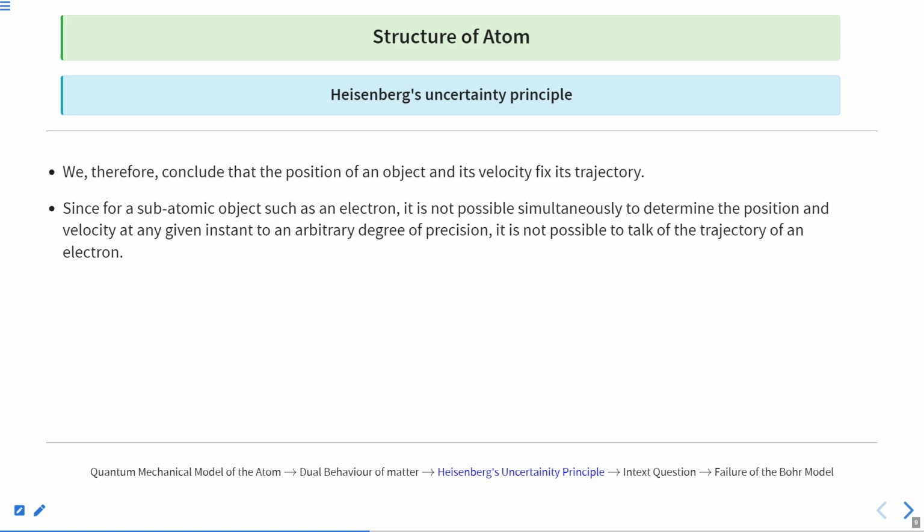So this is our conclusion: the position of a body and its velocity fix its trajectory. And since for a subatomic particle it is difficult to determine both of them simultaneously, it is not possible to track the electron. It is about tracking the trajectory of the electron, and since it has no fixed position or fixed momentum, for that reason we cannot see it. So clear?